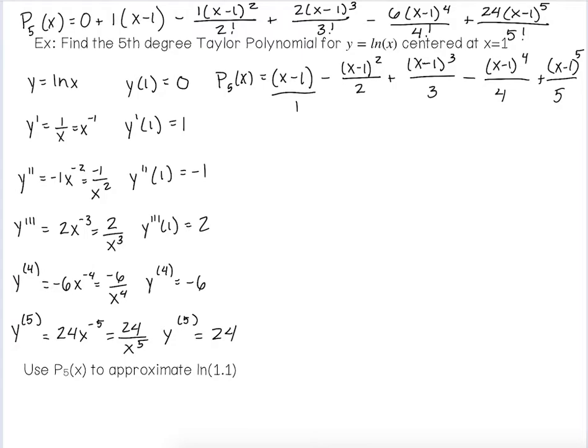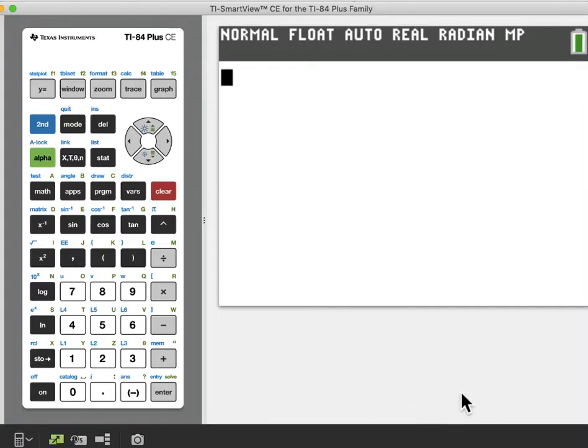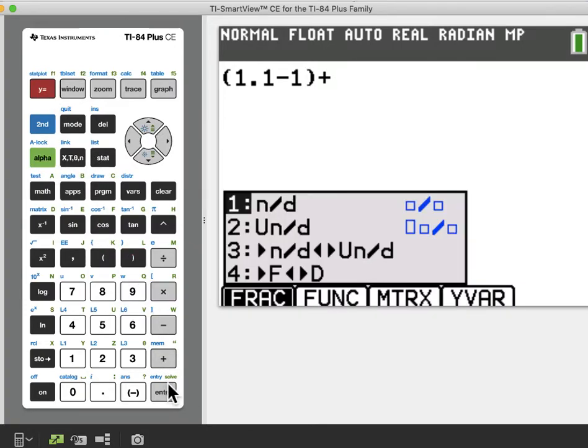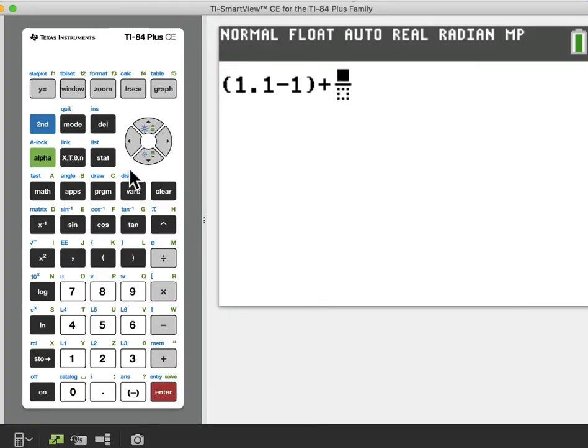So let's go ahead and use this to approximate the natural log of 1.1. So P5 of 1.1, we're just going to plug in 1.1, and it seems silly to do that without a calculator, so let's use our calculator. So I have 1.1 minus 1 plus my fraction, and it was a minus in between, so we're going to go back and fix that. So 1.1 minus 1 all squared, all divided by 2.